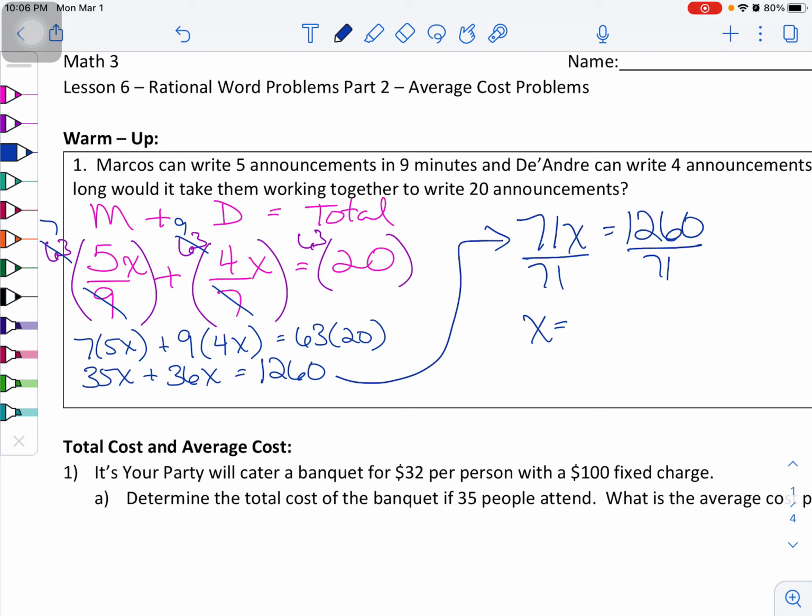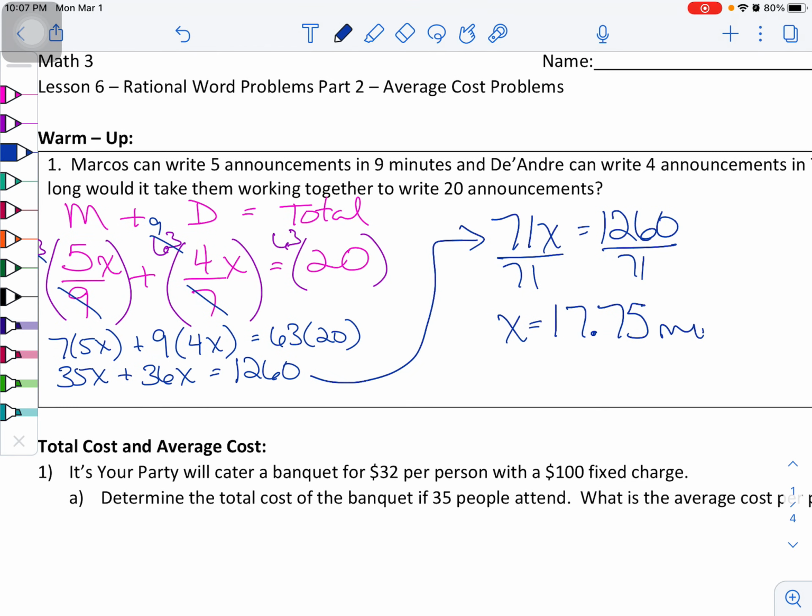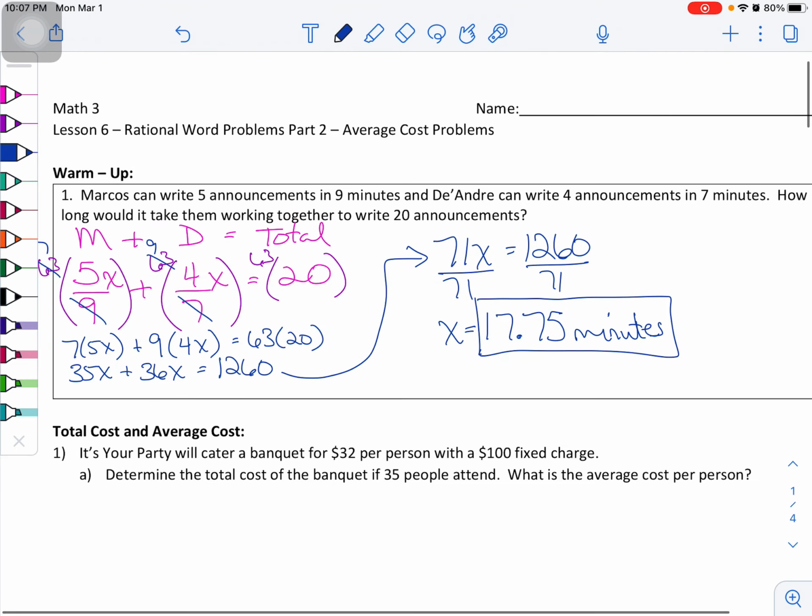I'm going to divide both sides by 71. So let's see what happens when I do that division. Round it off to 2 decimal places. 17.75, our units here is minutes. So if Marcos and DeAndre work together, remember this, working together, to write 20 announcements, it would take them almost 18 minutes, so 17.75 minutes. All right, so those are the work problems.